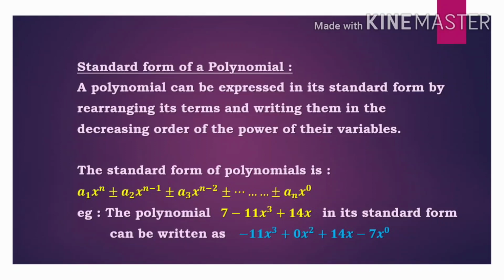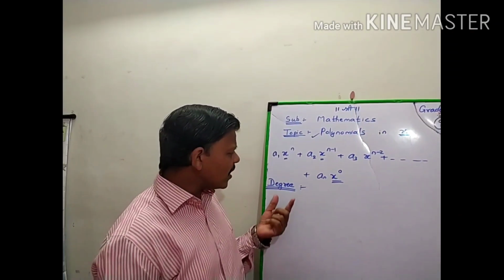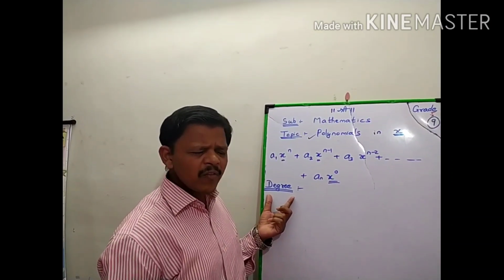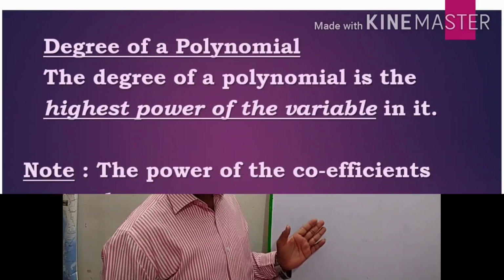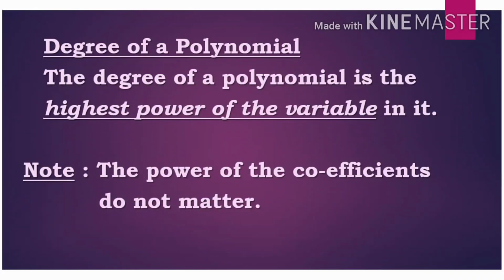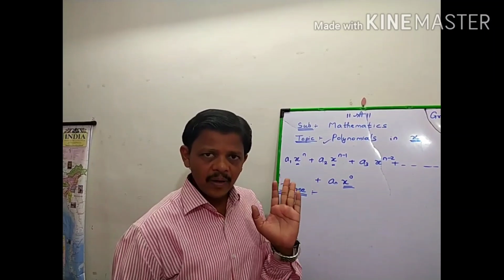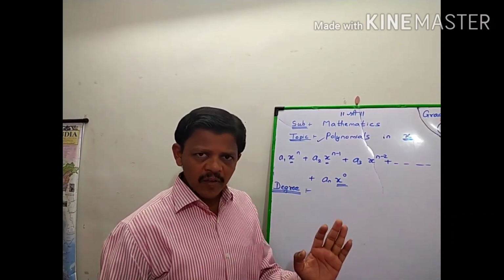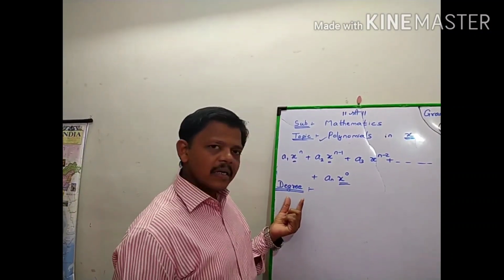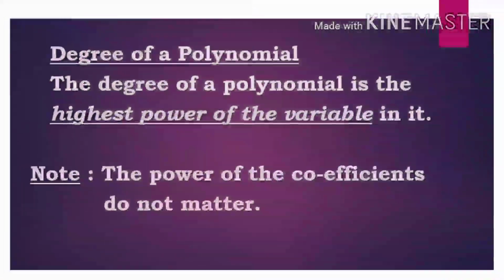The next point we are going to see in this model is about the degree of the polynomial. This is a very, very easy point but an important point. What is degree? Degree is nothing but the highest power of the variable. In a particular polynomial, whichever is the highest power of the variable, that becomes the degree. Let us see an example.